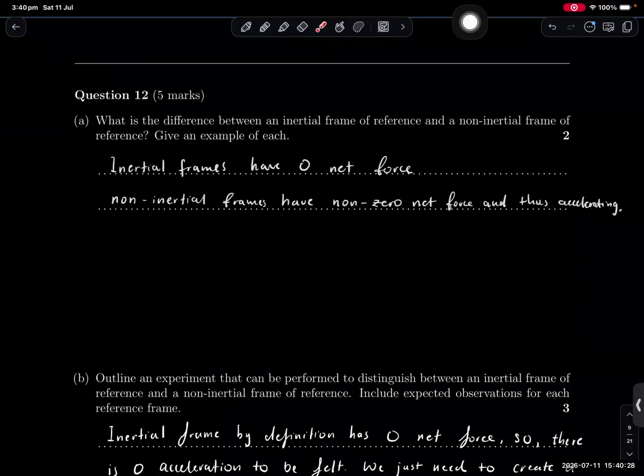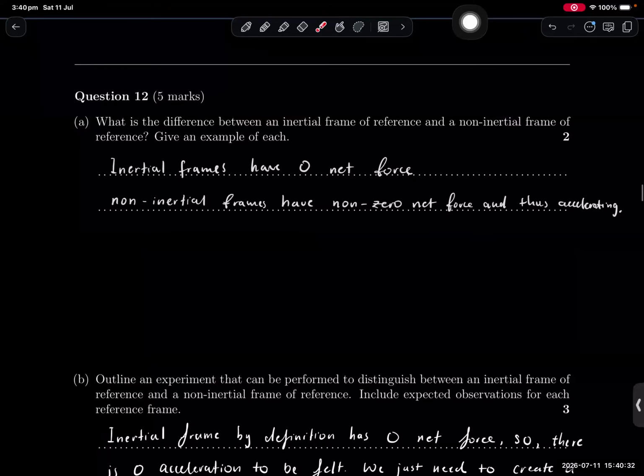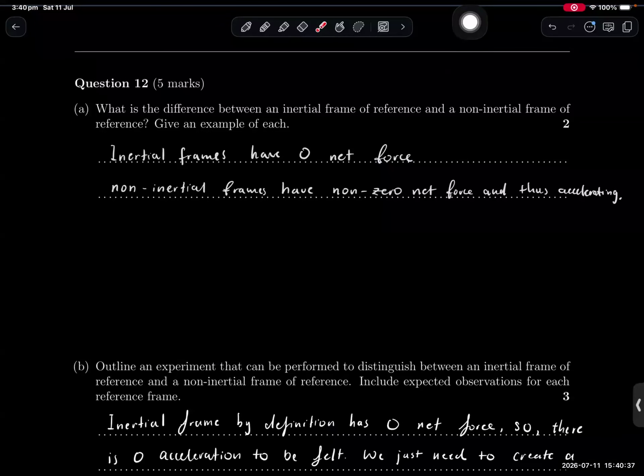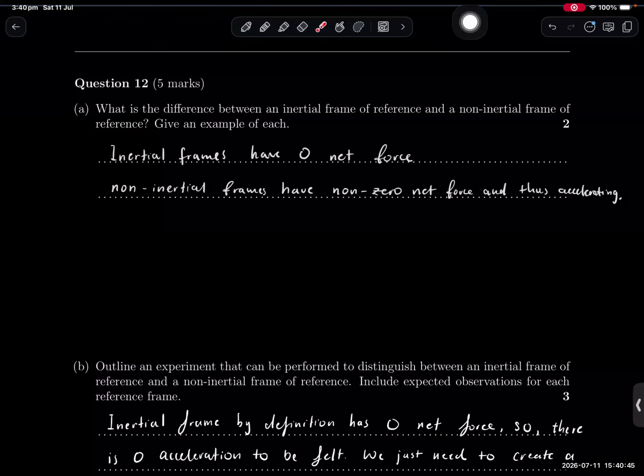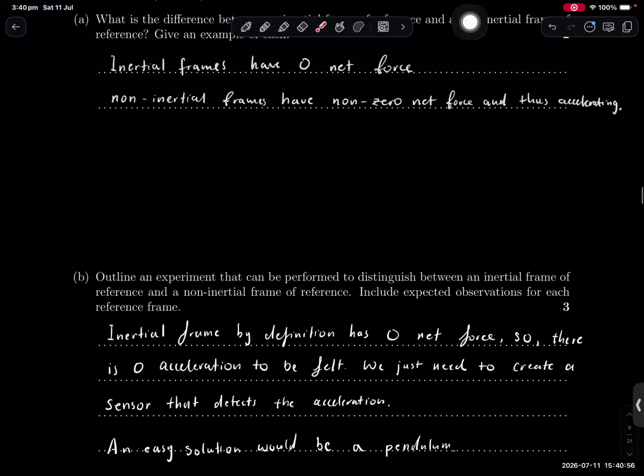Question 12. What is the difference between an inertial frame of reference and a non-inertial frame of reference? An inertial frame has zero net force. A non-inertial frame has non-zero net force and is thus accelerating. Okay, it's pretty trivial. Question B. Outline an experiment that can be performed to distinguish between an inertial frame of reference and a non-inertial frame of reference. Include the observation that is expected for each reference frame.